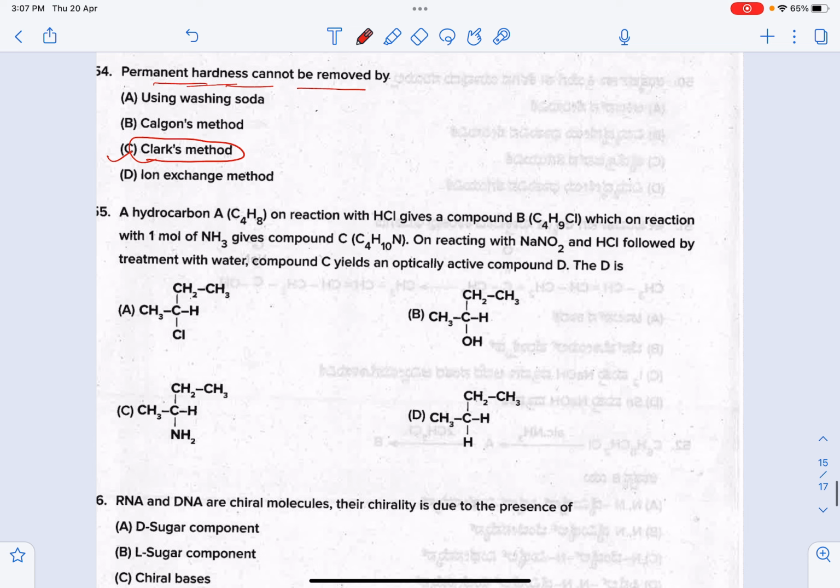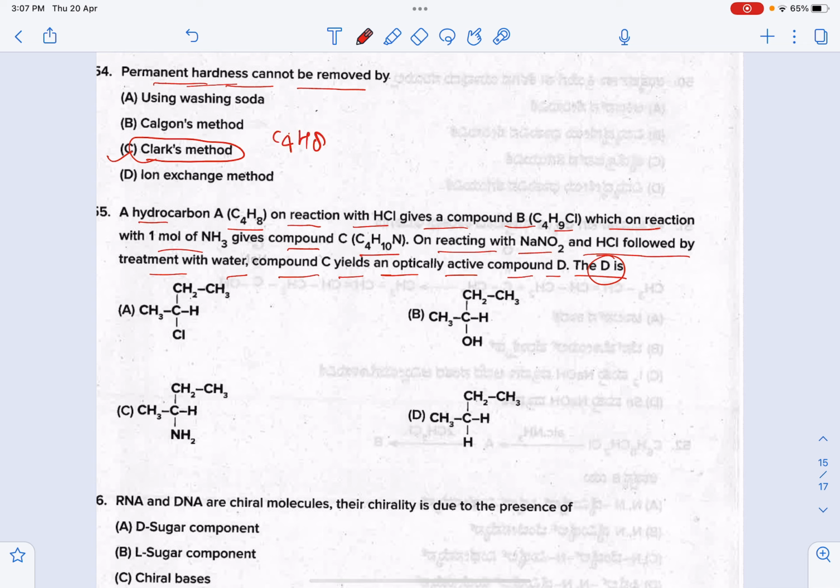Next question 55, a hydrocarbon that is C4H8 on reaction with HCl gives a compound, which on reaction with 1 mole of ammonia gives compound, okay, this. On reacting with NaNO2 and HCl followed by treatment with water, compound C yields an optically active compound D. In this question asked what is the compound D. Okay, simply just perform what is said.